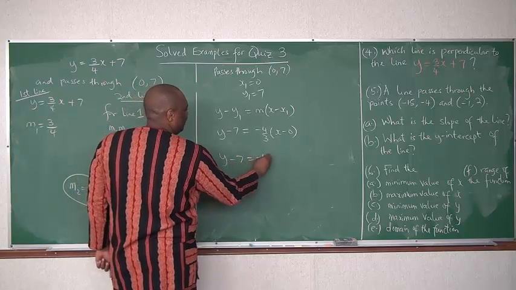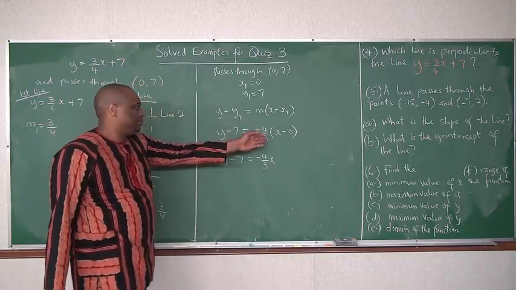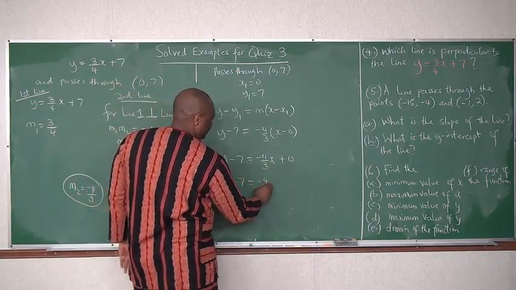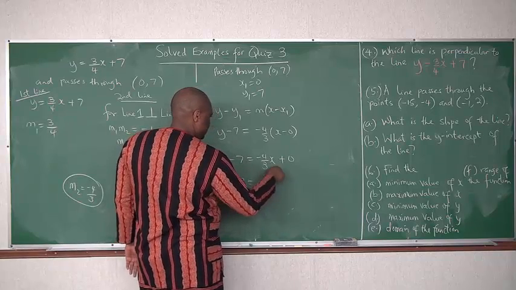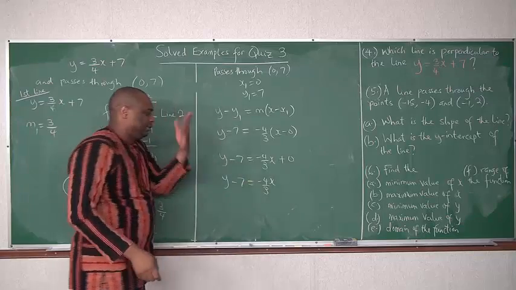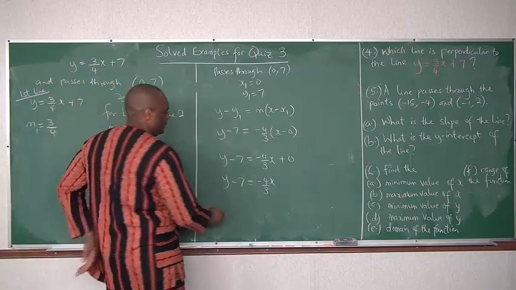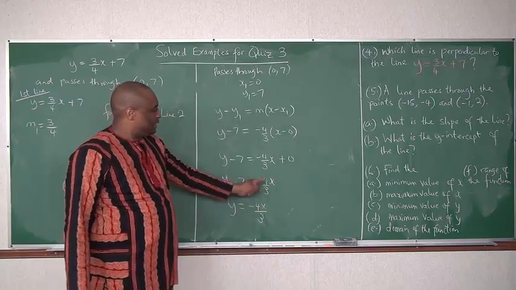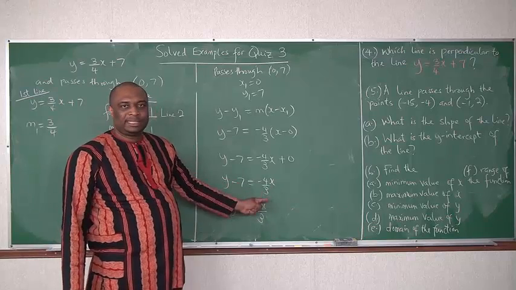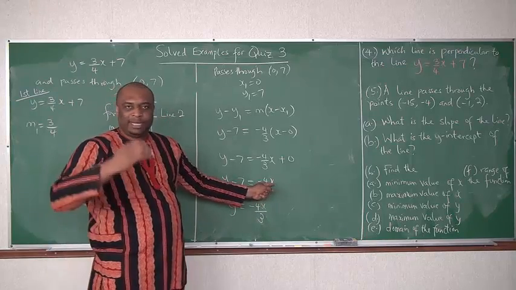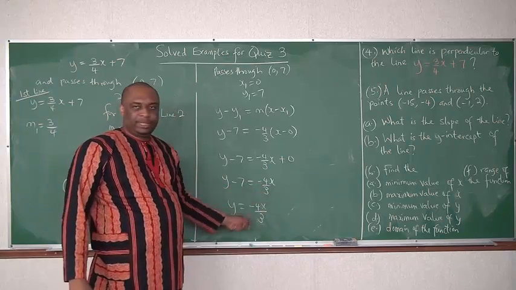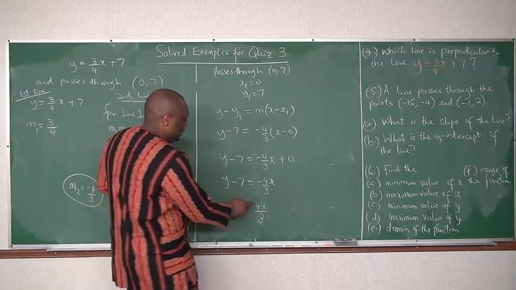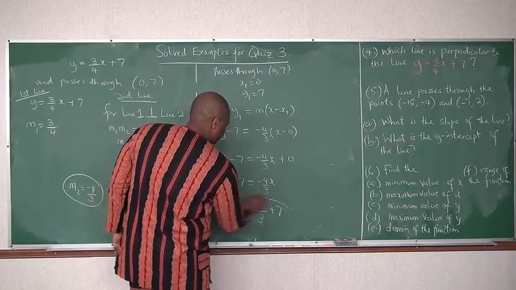y minus 7 is negative 4 over 3x, because this will give us 0. If you want to write plus 0, that's fine. y minus 7 will be negative 4 over 3 times x plus 0, which is still negative 4 over 3 times x. So y will be negative 4x over 3 plus 7. You know that this means the same thing as this. Some students are scared and want to write the x by the side. They think that this is not this, but it's the same thing. The x belongs to the numerator, not the denominator.